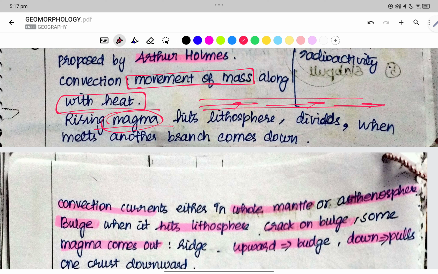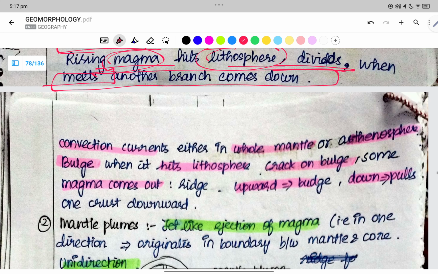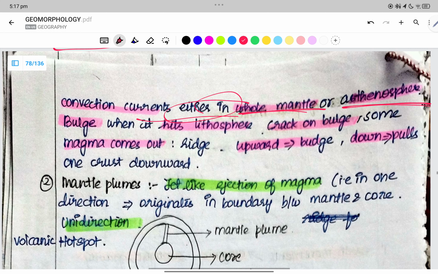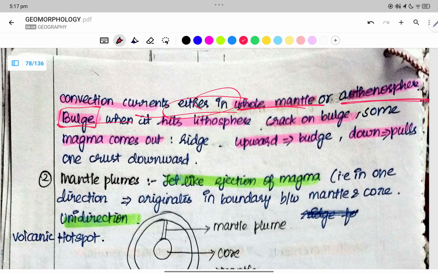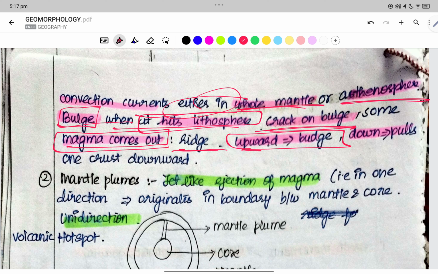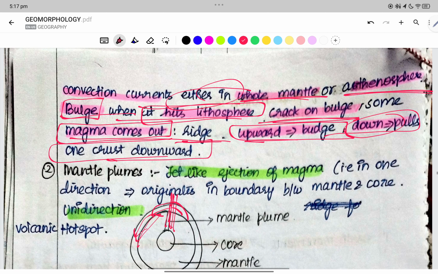The rising magma hits the lithosphere. It divides when it melts. Another branch comes down. Convection currents are either in the whole mantle or in the asthenosphere. A bulge forms when it hits the lithosphere. The bulge cracks, and some magma comes out, forming a ridge outward. So this causes a bulge, then a ridge, and then down it pulls one crust downward.